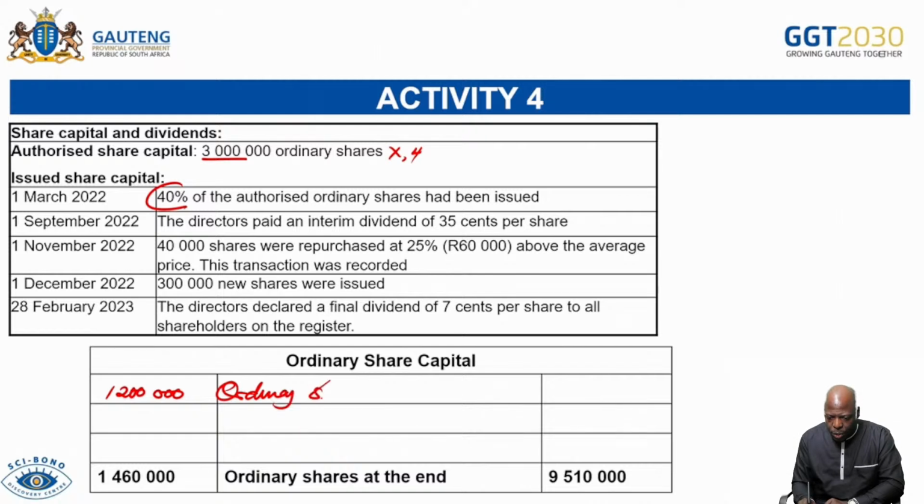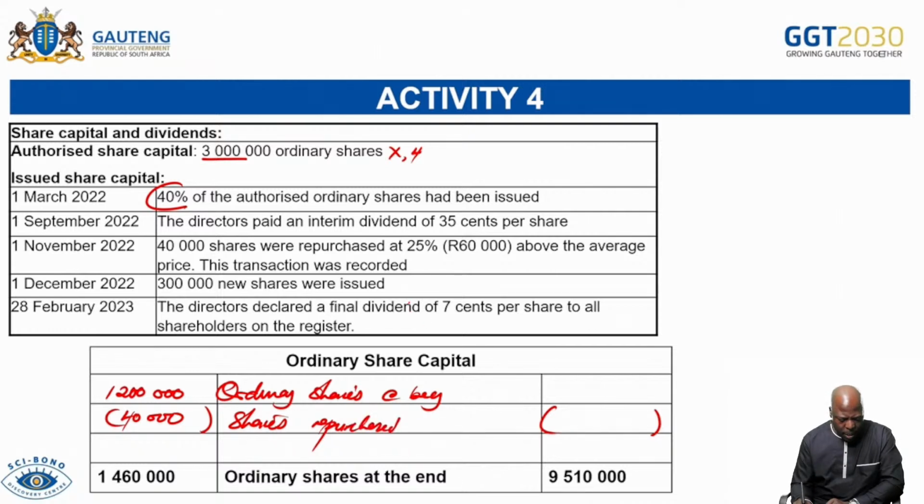ordinary shares. This is at the beginning. And then let's see what they say. On 1 September, this is now after March, the directors paid an interim dividend. Okay, so we're going to come back to that. And then on 1 November, 40,000 shares were repurchased. So that means the next thing I'm going to have here is my brackets. I'm going to have my brackets here. And I know it is 40,000 shares here. 40,000 shares that were repurchased.